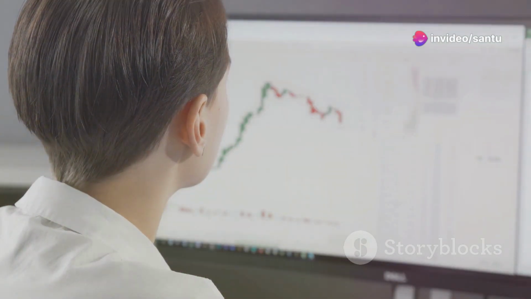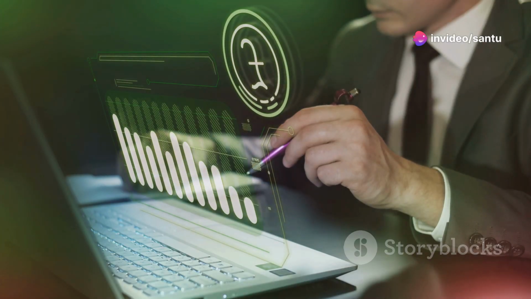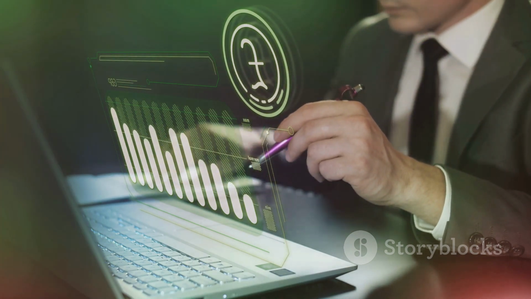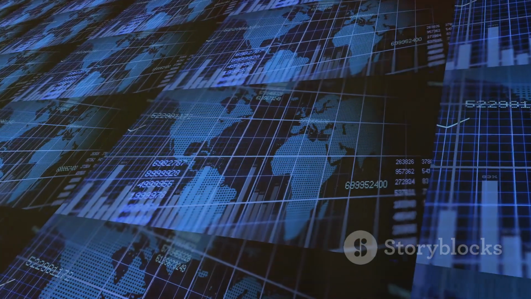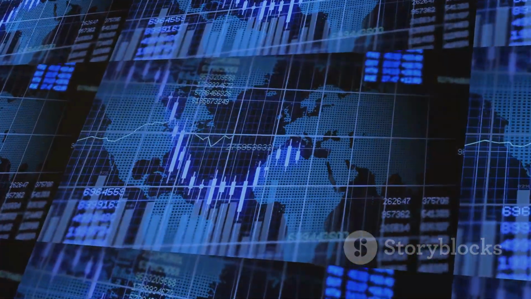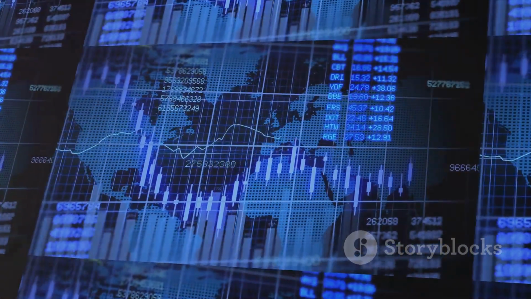By mastering the concepts of correlation, we empower ourselves to make more informed decisions, navigate economic challenges, and unlock new opportunities. So embrace the power of correlation and continue to explore the fascinating connections that shape the economic landscape.